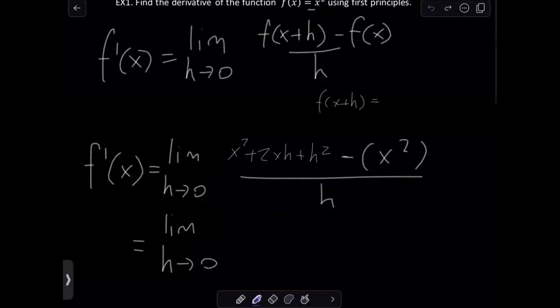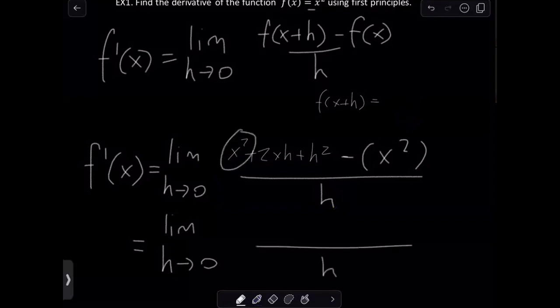What I need to do is simplify this numerator such that I can pull out a common factor of h. If I can pull out a common factor of h, it will cancel off with this h at the bottom, and then I can hopefully substitute in h into the function that remains. So let's work with the numerator. Let's leave the denominator for now.